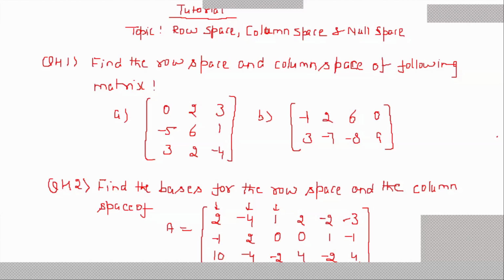Okay. And for the column space, first write down the column vectors. First column vector is 0, minus 5, 3. Second column vector is 2, 6, 2. Third column vector is 3, 1, minus 4. So the span of these three column vectors, span meaning the set of all linear combinations of these, is the column space of the matrix. Similarly, you can find the second one also. So now try the second question.